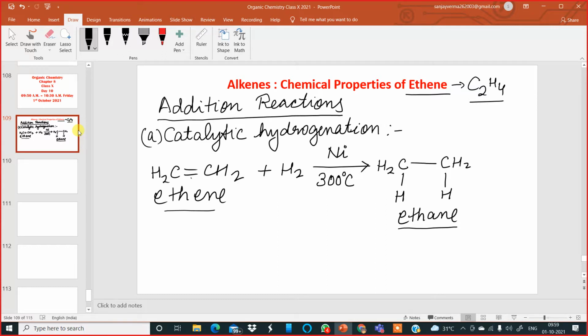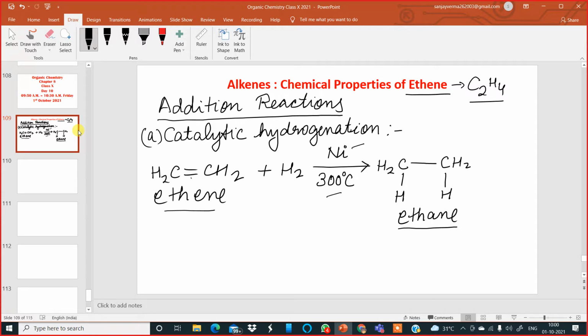Now remember, this ethene is unsaturated. It can still contain more hydrogens, but ethane is saturated. So when we pass hydrogen gas through ethene in the presence of nickel catalyst at 300 degrees Celsius, then ethane is formed. Okay, so this is the first type of addition reaction normally undergone by ethene.